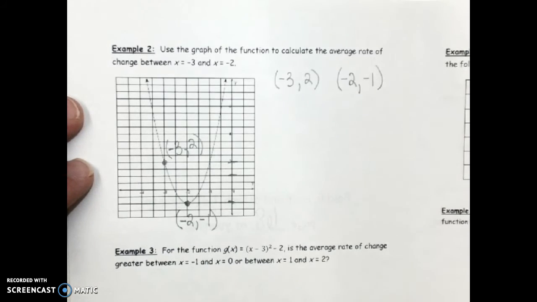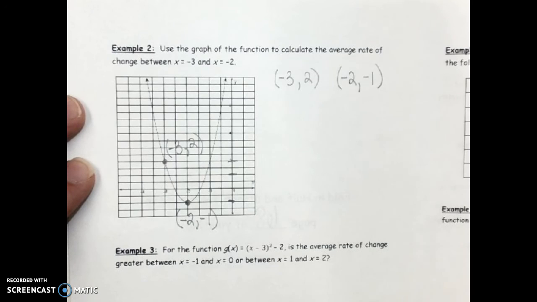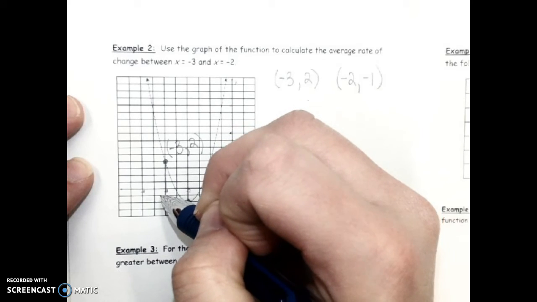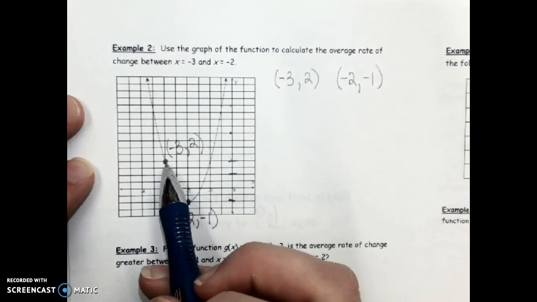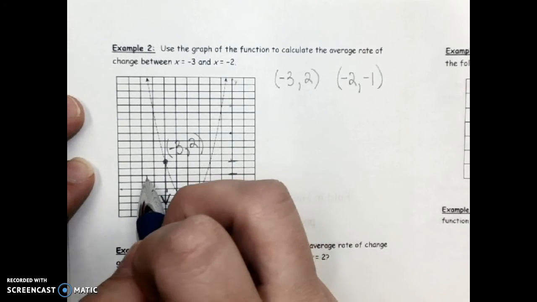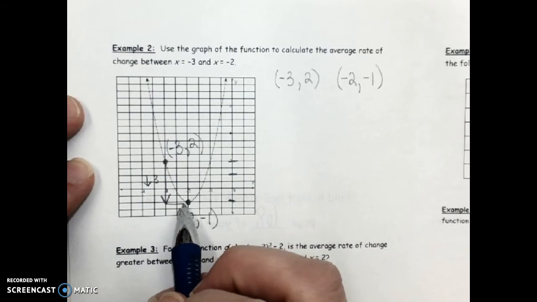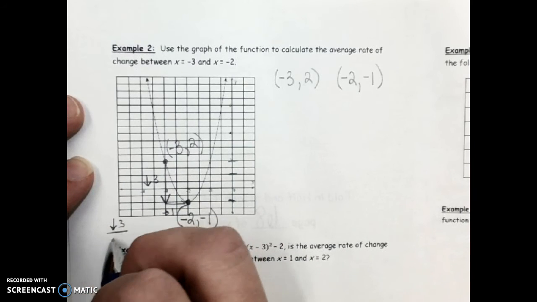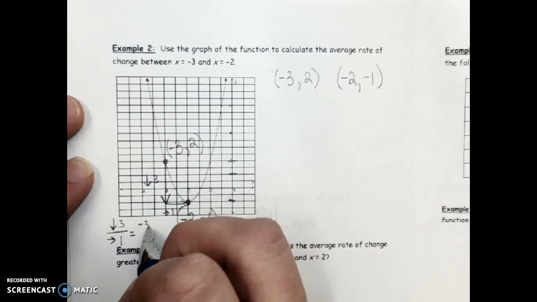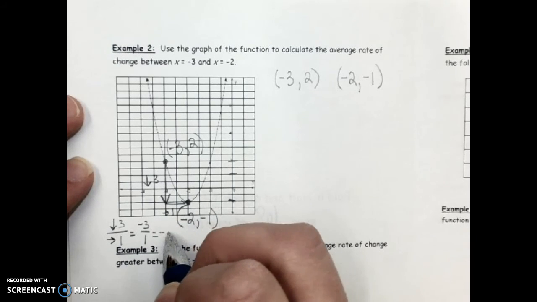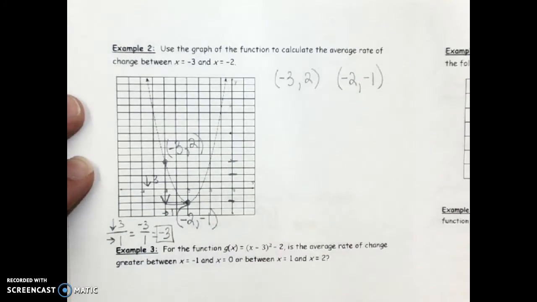You have 2 options. You can count the rise over the run, or you can plug it in. You fall. Since I go down, I know it's going to be negative. I go down 1, 2, 3. So I went down 3. I go to the right 1. Well, if I go down 3, right 1, 3 is negative, 1 is positive, negative 3 over 1 is a negative 3. That's my rate of change.